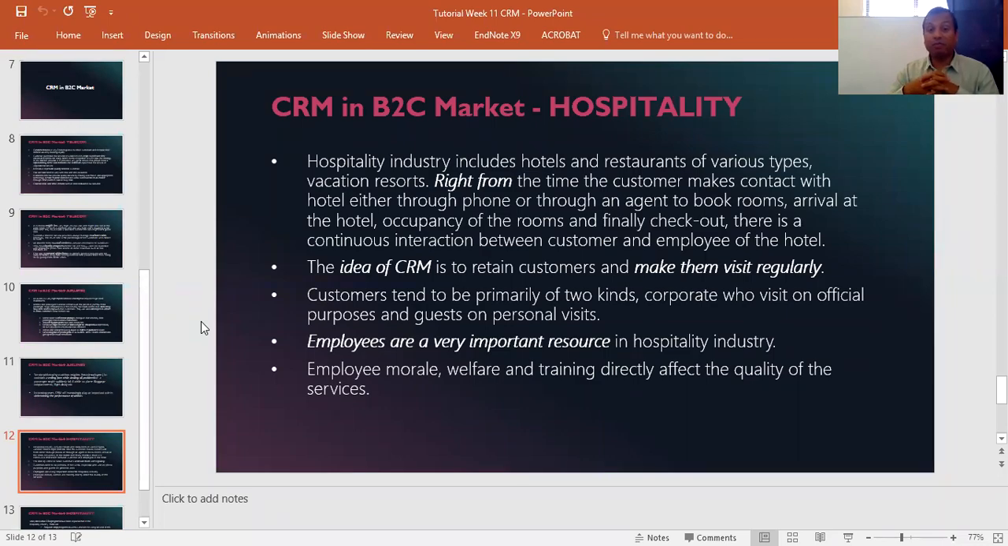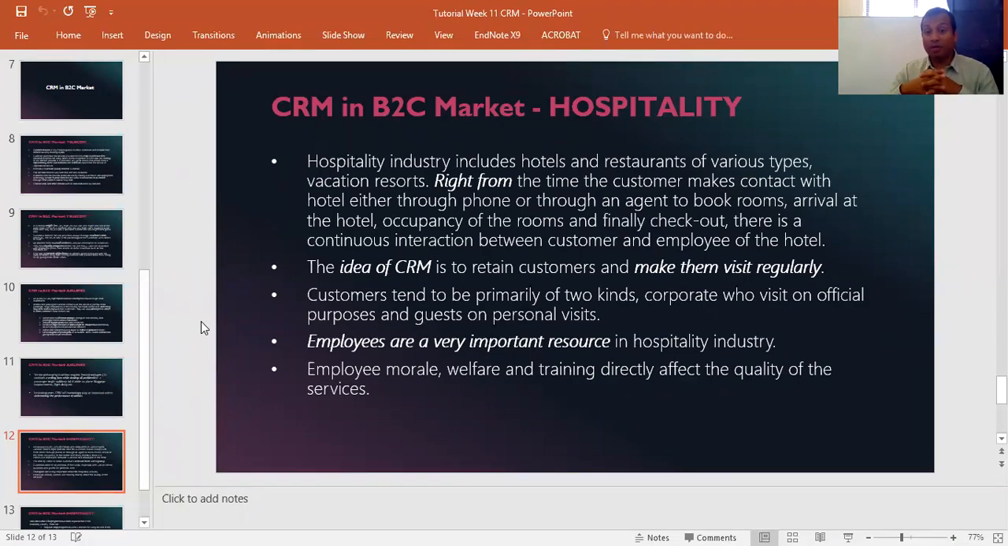The customers tend to be primarily of two kinds: corporate, who visit for an official purpose, whereas the guest is on a personal visit. So you can have a kind of differential pricing for those who are coming for a personal visit, or those who are coming for official purposes, like short-term conferences and all.